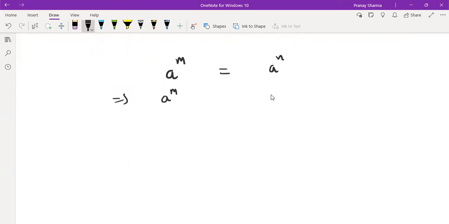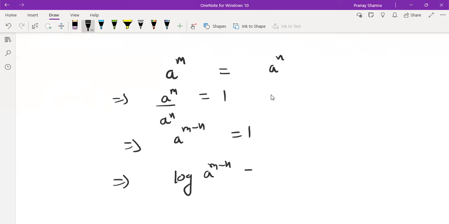I have shifted this a to the power n to the denominator, and the RHS will be 1. Now, according to the rules of exponents, a to the power m divided by a to the power n should be a to the power m minus n, equals 1. Now, what I'll do is take a log on both sides. It will be log of a to the power m minus n. It is log base 10 basically. So log base 10 of 1. Log base 10 of 1 means 0.